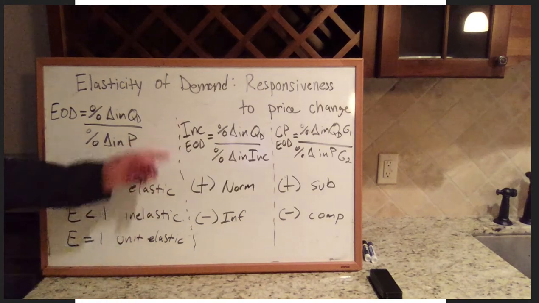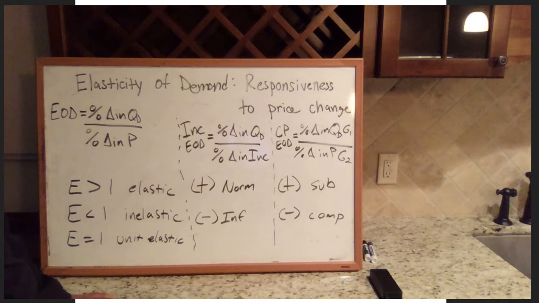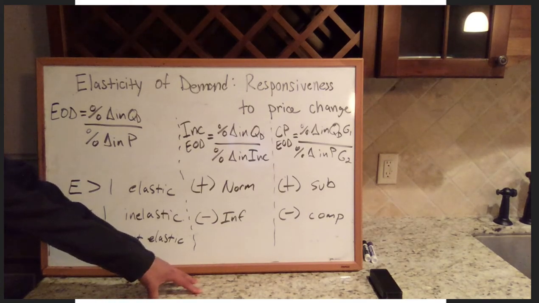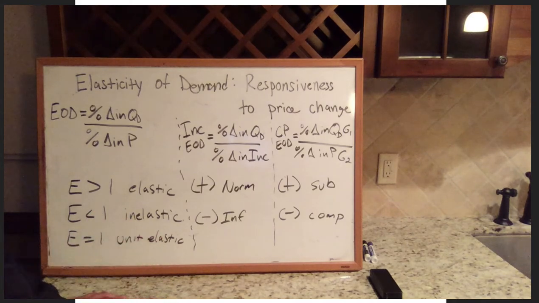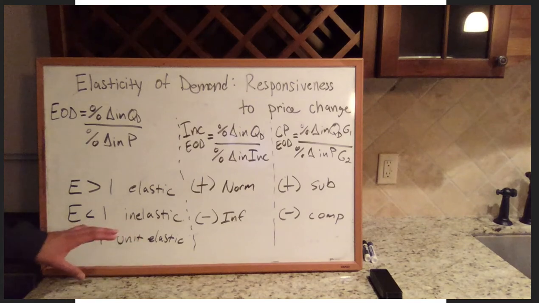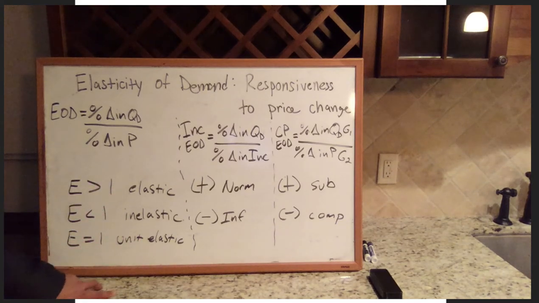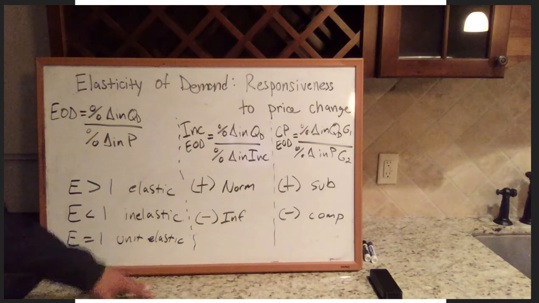Now we're going to talk about income elasticity of demand. This is looking at how your consumption behavior changes in response to your income. Is your income increasing? Are you consuming more? Is your income decreasing? Are you consuming less? And why is that? Here, we're not so worried about if it's greater than 1, less than 1, or equal to 1. We're more worried about the sign.